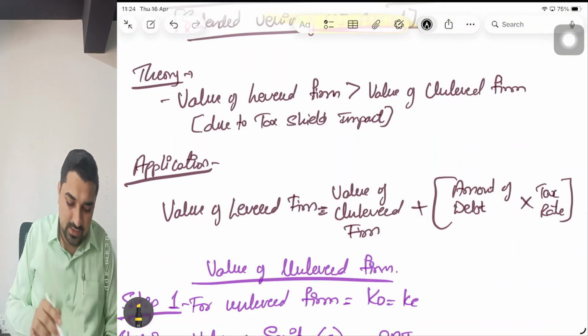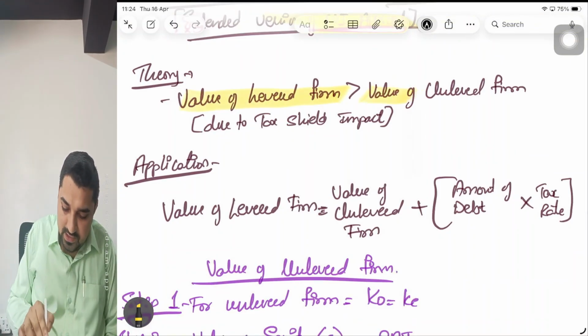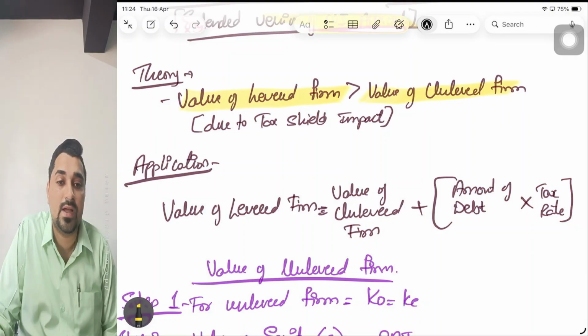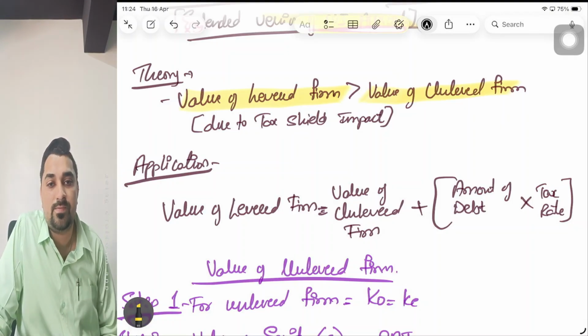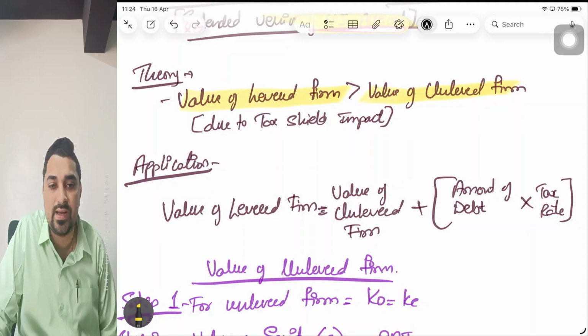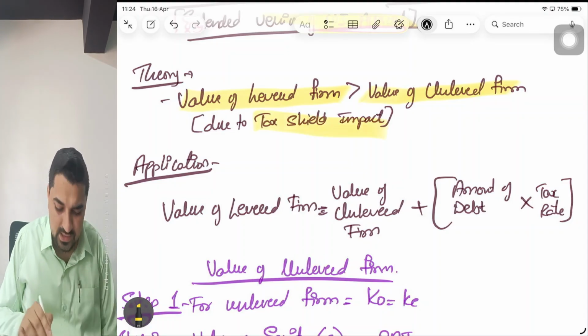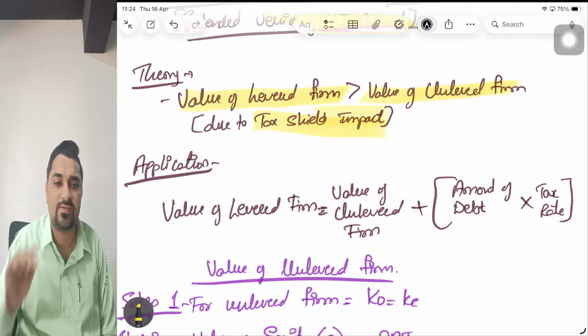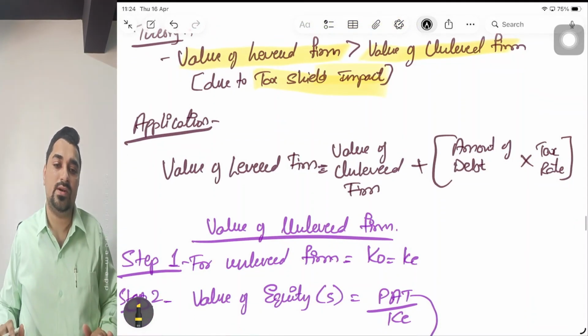The theory says the value of levered firm will always be higher than value of unlevered firm. The value of levered firm, the firm which has debt, will always be more valuable than the firm which does not have debt. Why? Because of tax shield impact. You know what is tax shield impact? You don't know? Watch my first revision lecture. Yes?